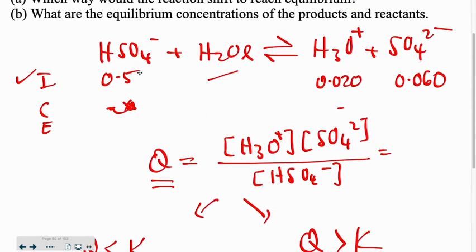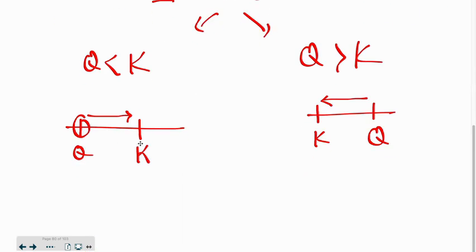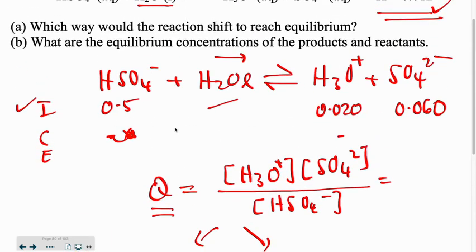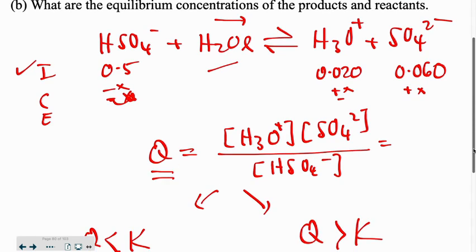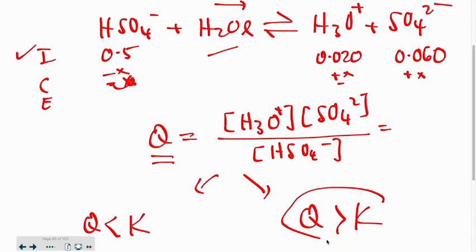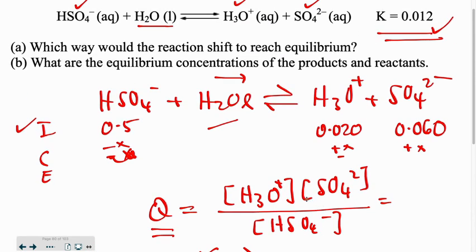If my reaction is going to go in this direction, in other words, if my Q is smaller than my K, then I will set up my ICE table exactly as we did before. This would be negative X, this would not be included, this would be positive X, and this would be positive X. Now, very important for you to know that if we have a situation like this, and I'll put a star beside this because this is the one that's going to give you trouble, then that means my reaction is going to go in this direction.